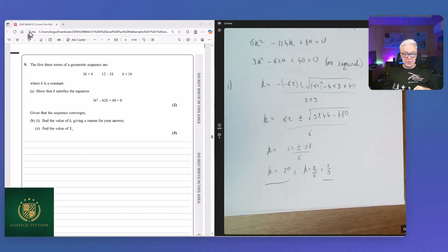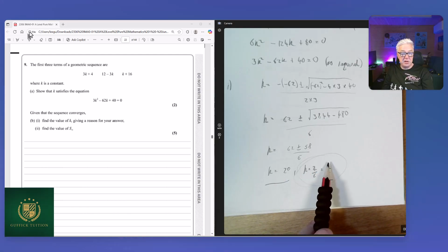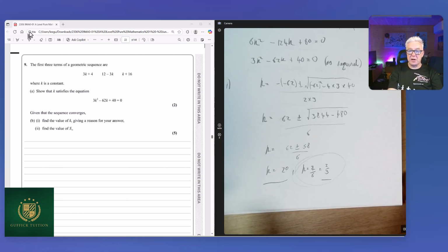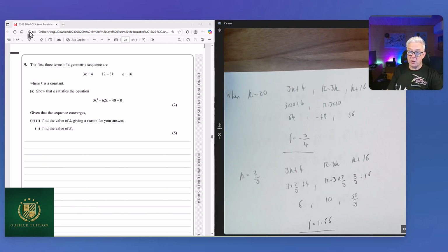I think with this one there's a little bit of a trap, because the question says the sequence converges, and a lot of students would intuitively say k must be 2/3 then, because k is less than 1. But it's not quite that straightforward, because what we've got to do is go back to our original sequence and see what the sequence looks like with both values of k.